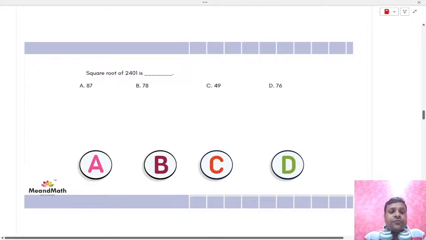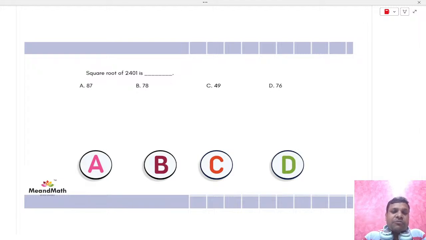Square root of 2401 is. In this question, directly square root is asked. Just direct square root. So you have to find the square root. There are three methods to find the square root. First one, long division. Second one, prime factorization. Third one, approximation. You can choose any one of them.